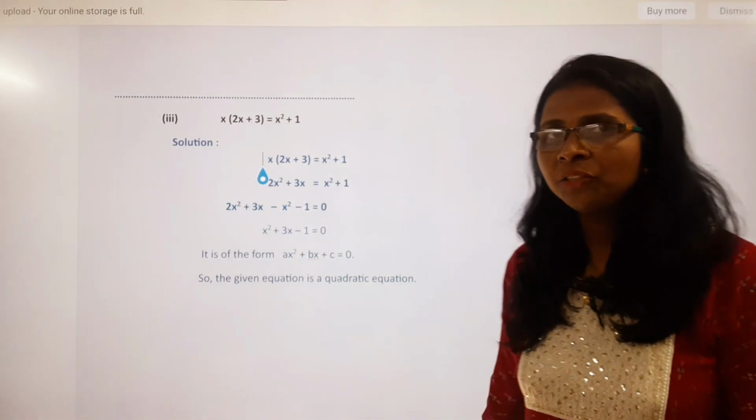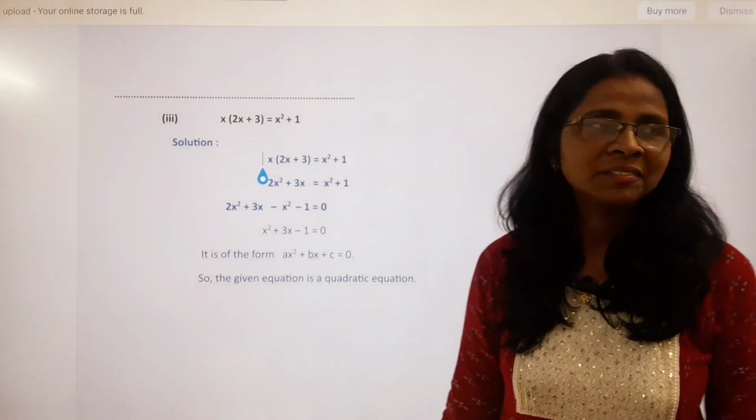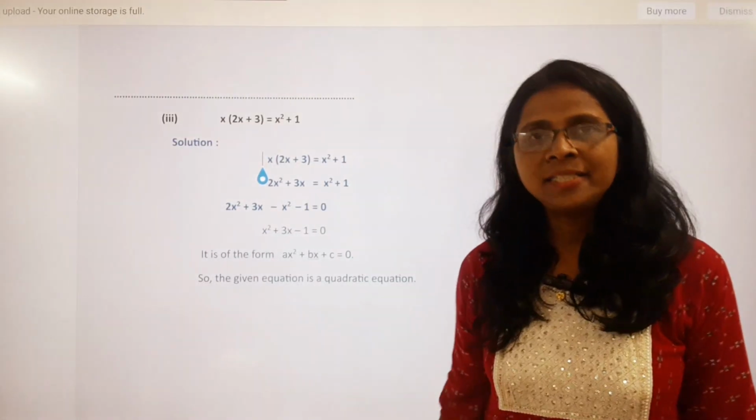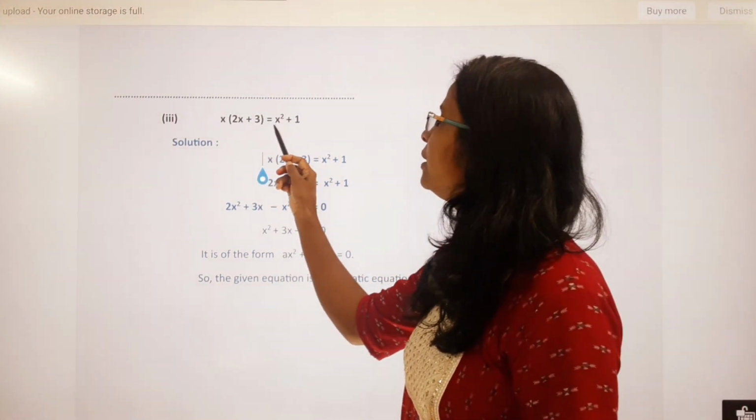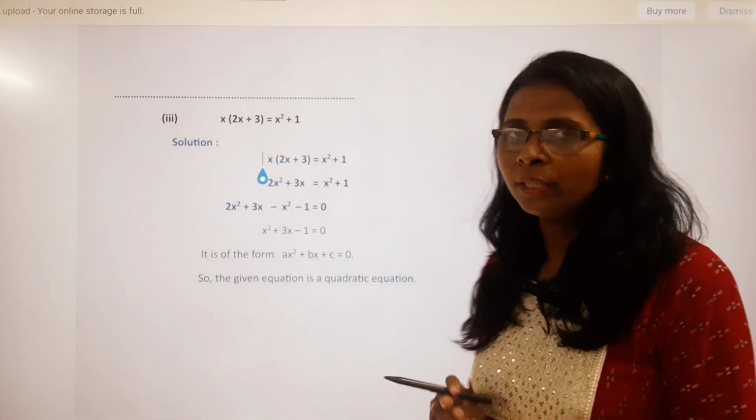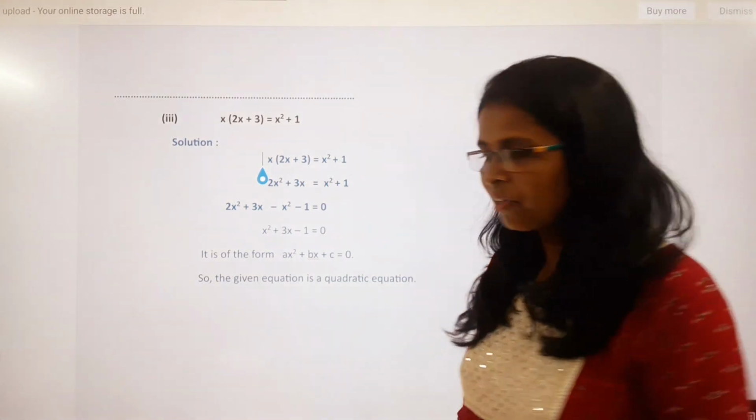See the third example. x multiplied by 2x plus 3 is equal to x square plus 1. First, simplify this equation.